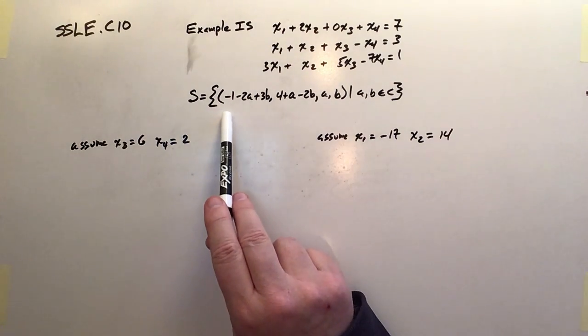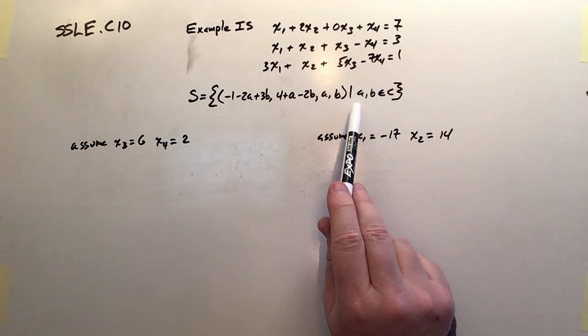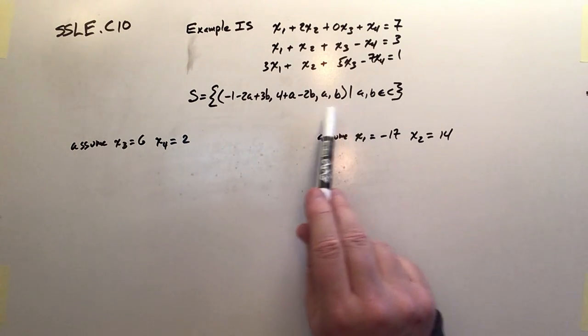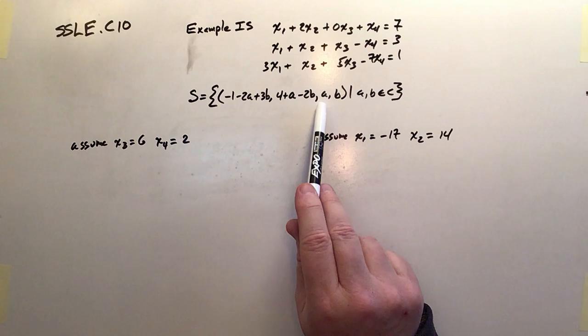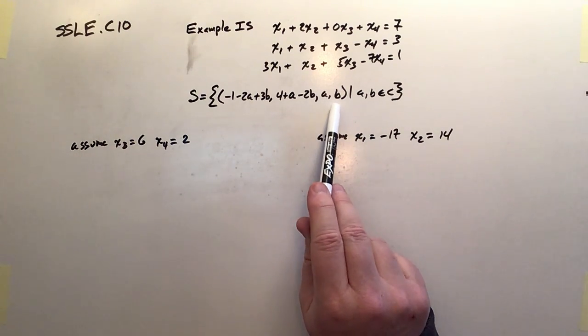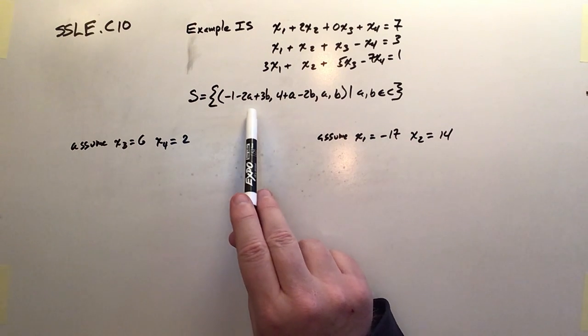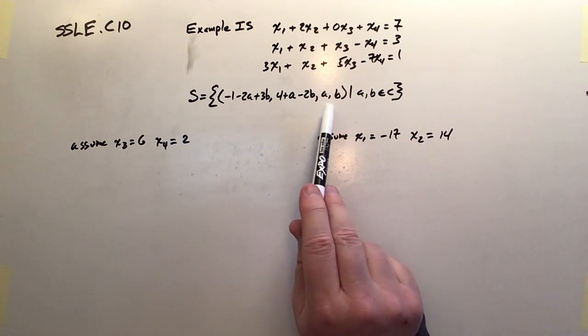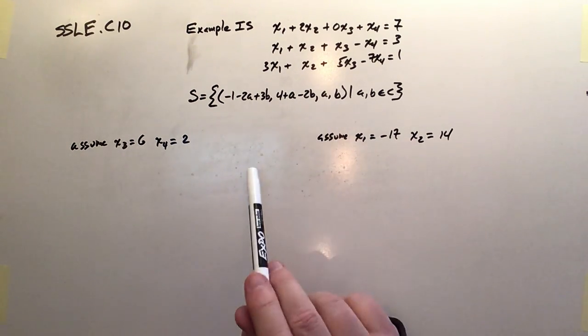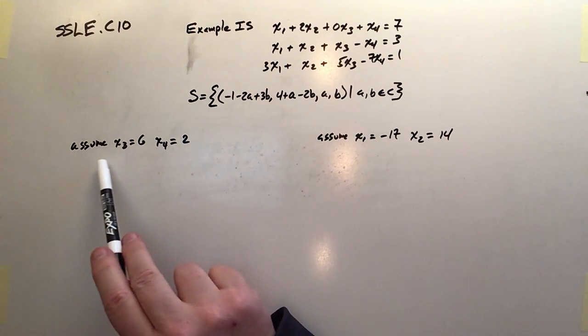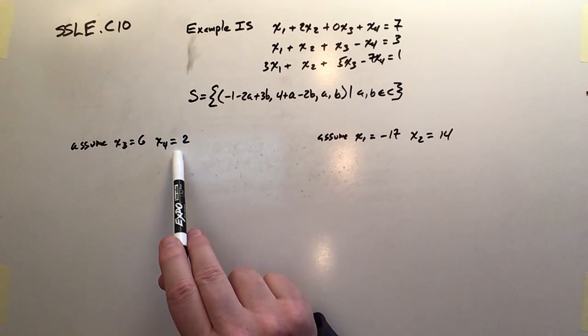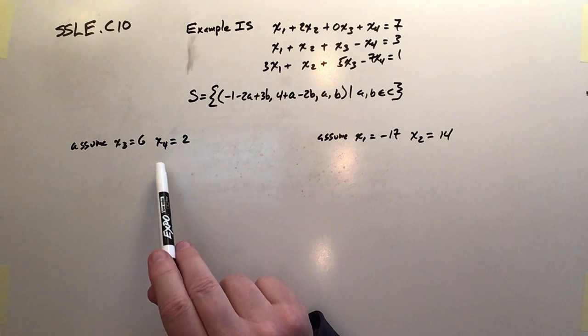This was the solution provided in the example. A and B are independent variables, so we can choose x3 and x4 to be any numbers we want. But then x1 and x2 are limited, so they're functional based on what we choose for x3 and x4. Okay? What it asks is, let's assume particular values for x3 and x4. How many solutions do we get to the system?